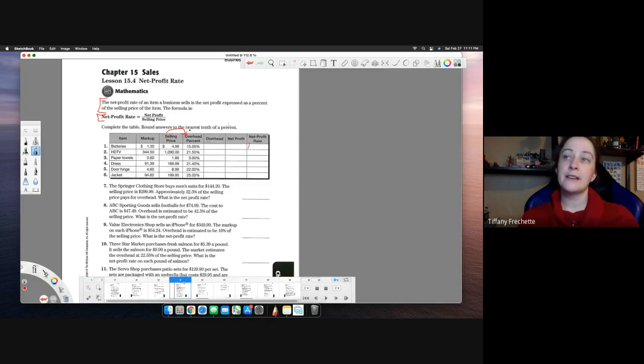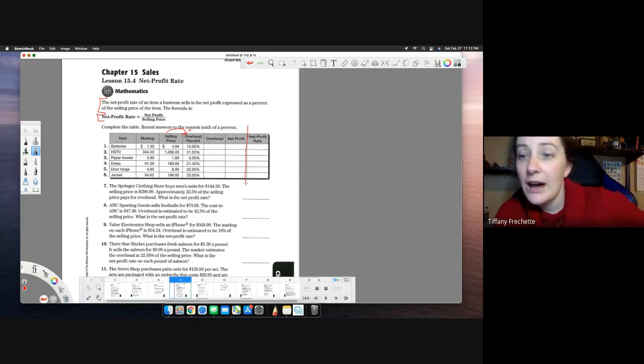So again, this is a process from the previous section. The first part of this table up until this point, we've already done this in previous sections. They're just kind of reviewing how to get to this net profit amount. Okay.